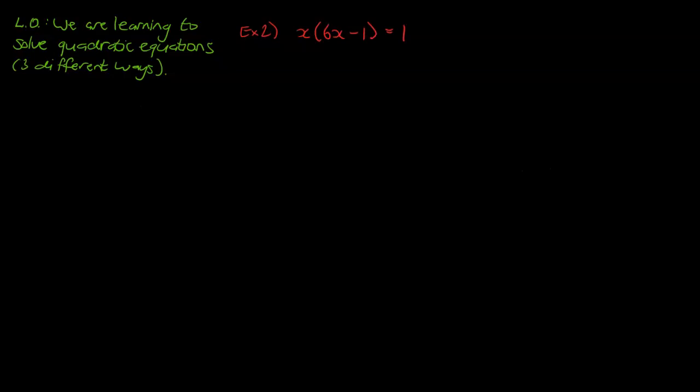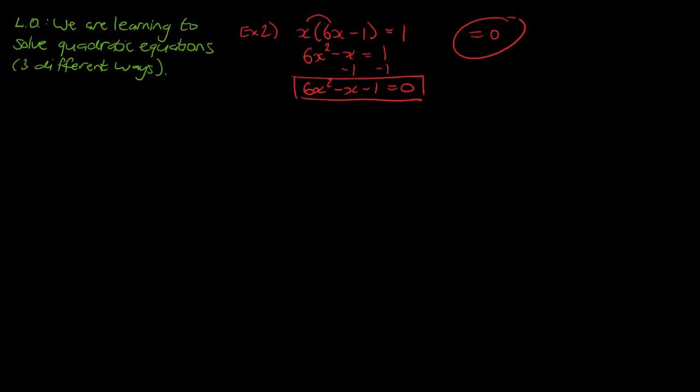Our job is to go ahead and solve it, figure out what x is equal to. First step, we need to make sure it is equal to 0. So let's go ahead and expand and rearrange. That's going to be x times 6x is 6x squared minus x is equal to 1. I'm then going to do minus 1 to make sure one of the sides has nothing on it. So 6x squared minus x minus 1 is equal to 0. So there's our simplified equation.